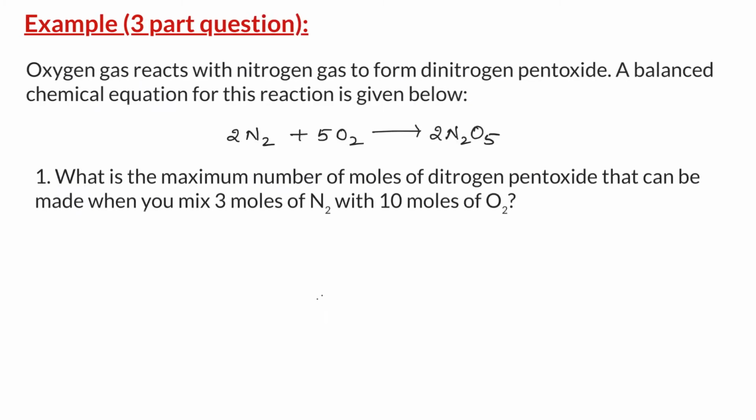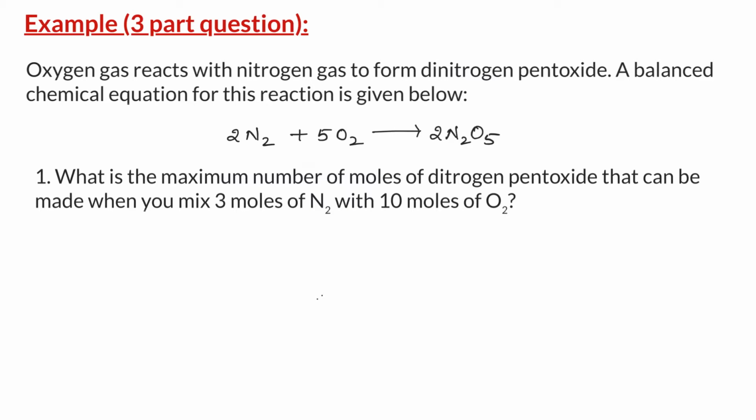Let us do an example problem. Oxygen gas reacts with nitrogen gas to form dinitrogen pentoxide. A balanced chemical equation for this reaction is given below. 2 moles of N2 reacts with 5 moles of O2 to form 2 moles of N2O5. The first question is, what is the maximum number of moles of dinitrogen pentoxide that can be made when you mix 2 moles of N2 with 10 moles of oxygen?